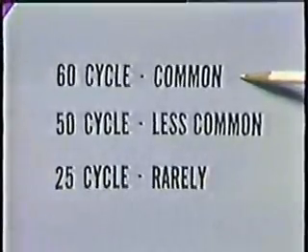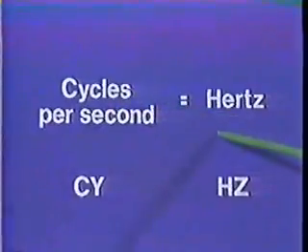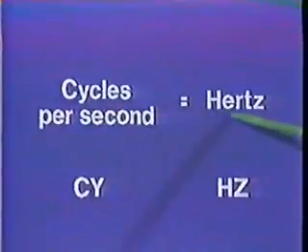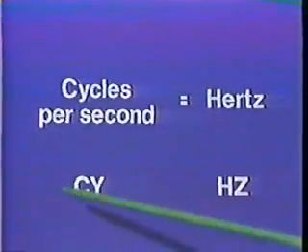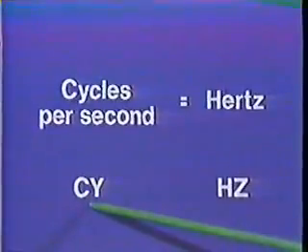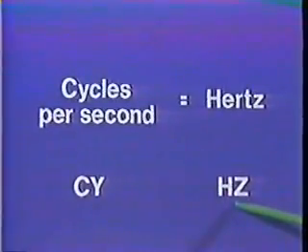60 cycle is the most commonly used current in this country. However, 50 cycle is used in some sections and in many foreign countries. Occasionally, some others, such as 25, is used. Another word which means cycle is hertz. And in recent years, this term has come into more common usage, so that today either may be used. Cycle is frequently shortened to CY, while HZ is used for hertz.